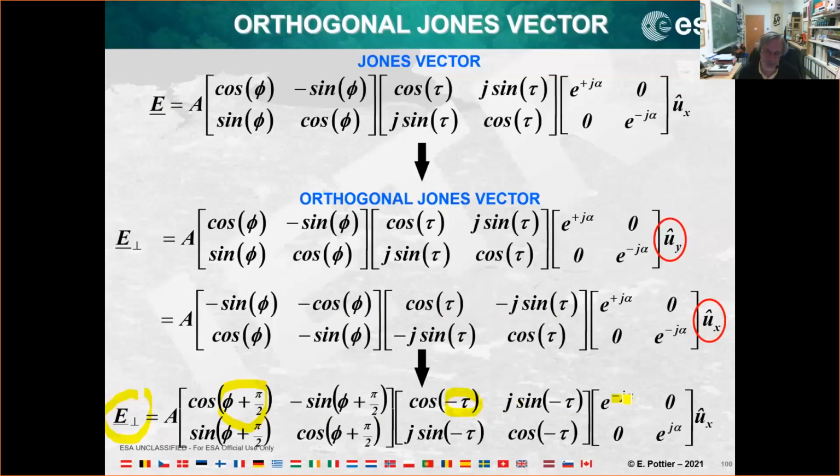So what does it mean? It means that if I have a horizontal vector with an orientation angle equal to 0, the orthogonal one will have an orientation equal to 90 degrees, horizontal, vertical. Okay. Now, if I have a left-handed circular polarization with an ellipticity equal to plus 45 degrees, the orthogonal vector will have an ellipticity equal to minus 45. So it means that a right-handed circular polarization is orthogonal to left-handed polarization. So this is very important. So it is the last conclusion.